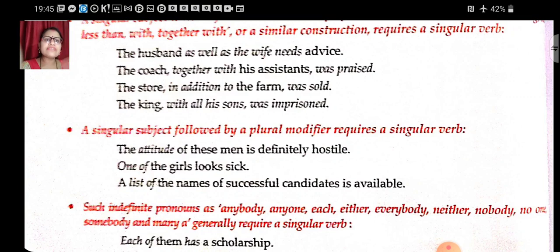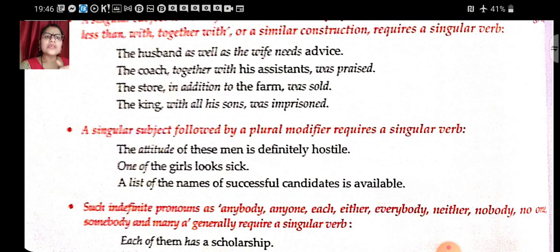A singular subject followed by a plural modifier requires a singular verb. The attitude of these men is definitely hostile. Now if you read these men, you get confused, ma'am, these is for a plural, but what are they talking about? They are talking about the abstract noun over here. The attitude is a singular thing and it's an abstract, so that is the reason they have used is over there.